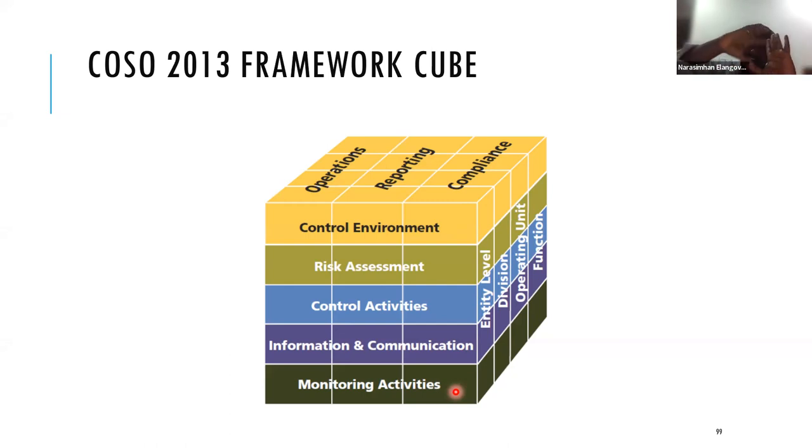And this COSO framework has a three-dimensional cube. One is this, what you see. The other is what you see from a columnar perspective. This can be deployed across the entity level. That means, a simple example, across a company, this is how I implement it, right? Or it could be across a division, only for a division, or only for an operating unit, or only for a function, finance, IT, whatever it is, right?